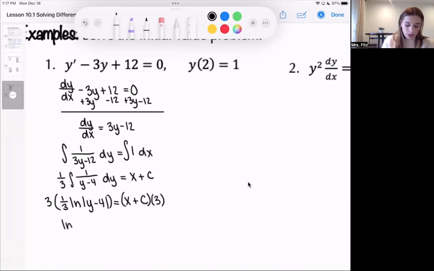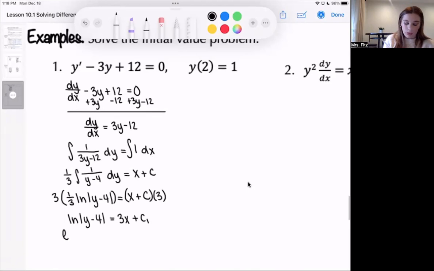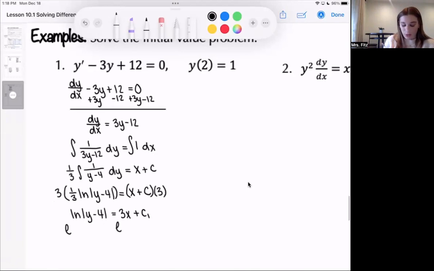We end up with the natural log of the absolute value of y minus 4 is equal to 3x plus, now it's 3c, which is just another constant. I'm going to call it c sub 1 because we have a new constant. It's kind of that weird constant math that I like to talk about. The next step is we can raise both sides to the power of e, and we end up with y minus 4 is equal to e to the 3x plus c1.